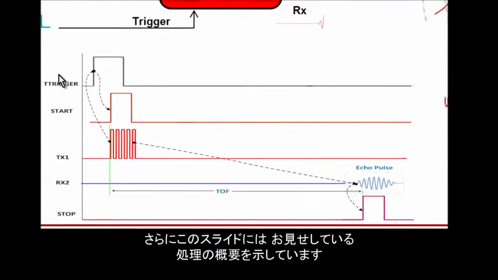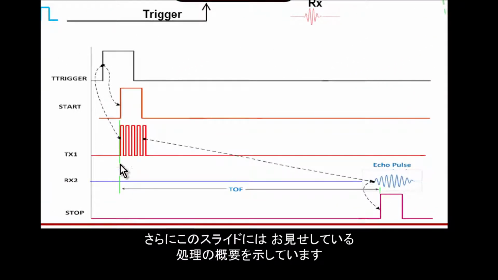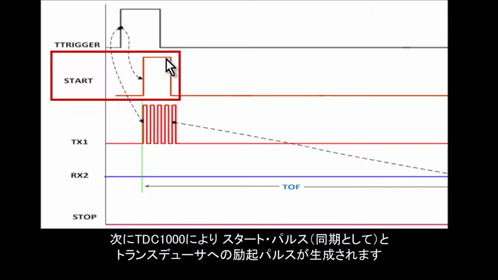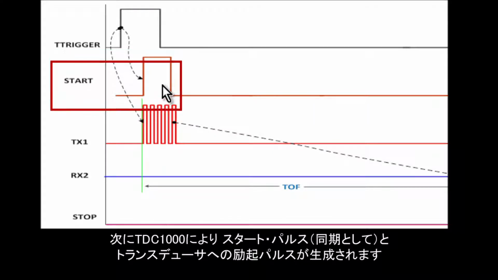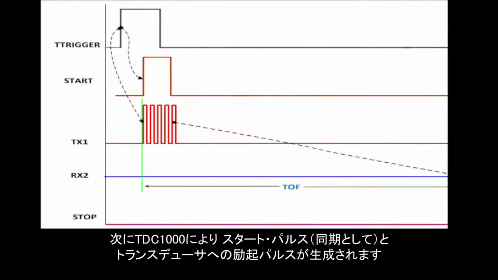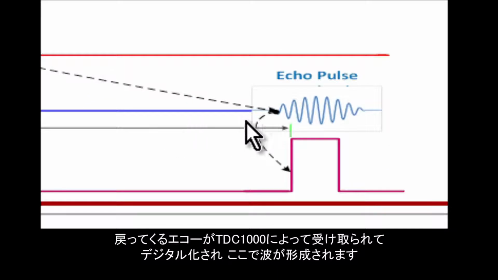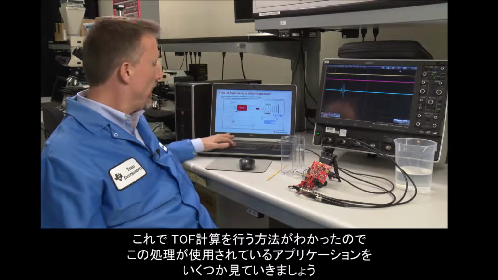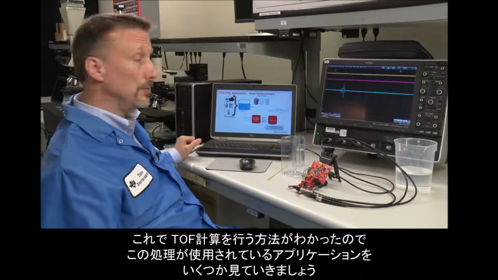Looking further on this slide, here's an overview of what we're looking at. A microprocessor connected to the TDC1000 would create a trigger pulse. The TDC1000 then would create a start pulse as a synchronization, as well as the excitation pulses to the transducer. The echo, as it transfers back, will be received by the TDC1000 and digitized, forming this wave here. Now that we understand how to do time-of-flight calculations, let's look at some applications where this is used.